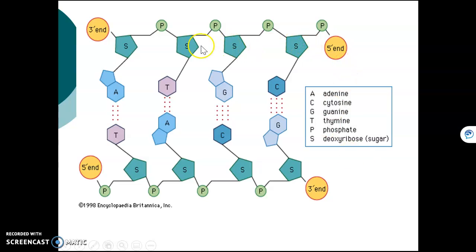And you can see the S's for the sugars, and the A, T, G, and C's are your nitrogen bases. So your nucleotide is always 1 phosphate, 1 sugar, and 1 base. And that repeats over and over again, with the only variation being the kind of base that is on there.